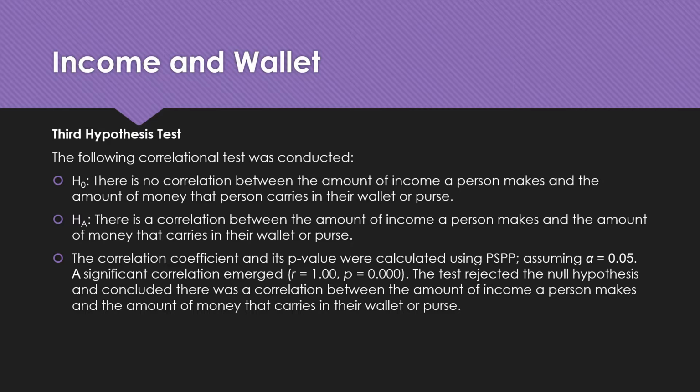After the test was conducted, the results proved a significant correlation of 1, rejecting the null hypothesis. This is an example of a perfect linear correlation. As one's income rises, so does the amount of money that person carries with them.